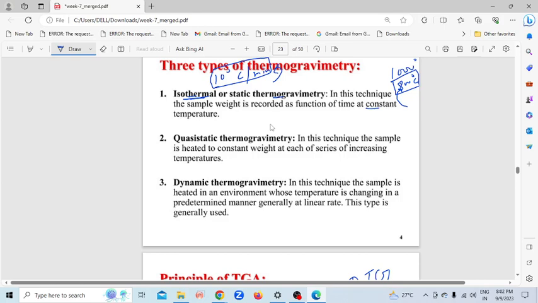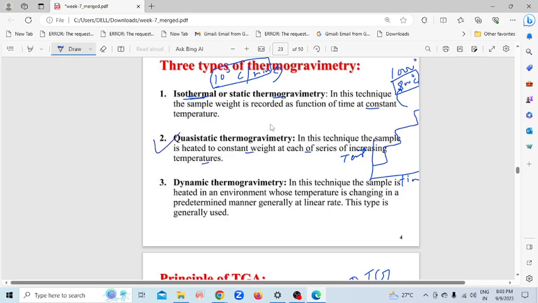Second is quasi-static thermogravimetry. Quasi means not fully static. In this technique, the sample is heated to constant weight at each of a series of increasing temperatures. Like that, if you plot the temperature with time, it will look like this. You are increasing the temperature step by step.